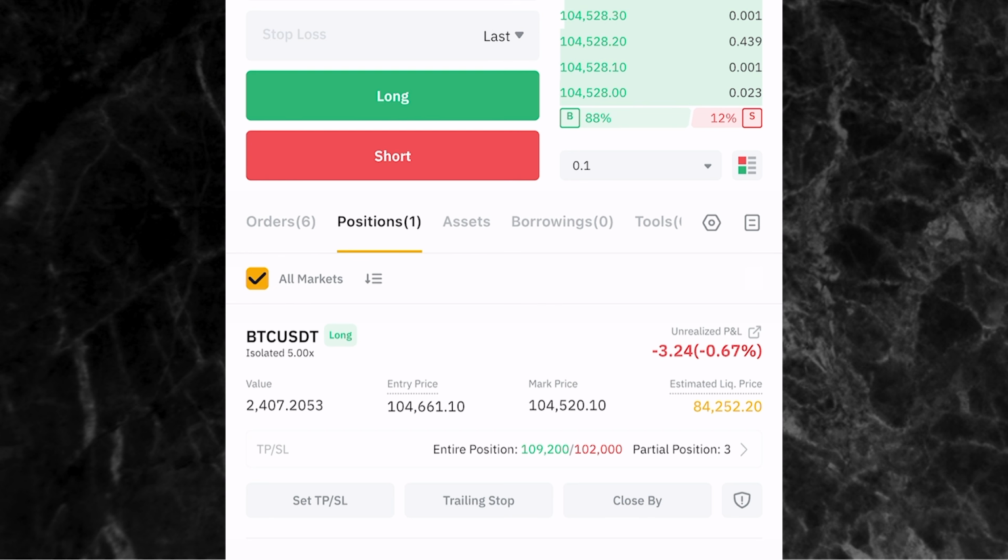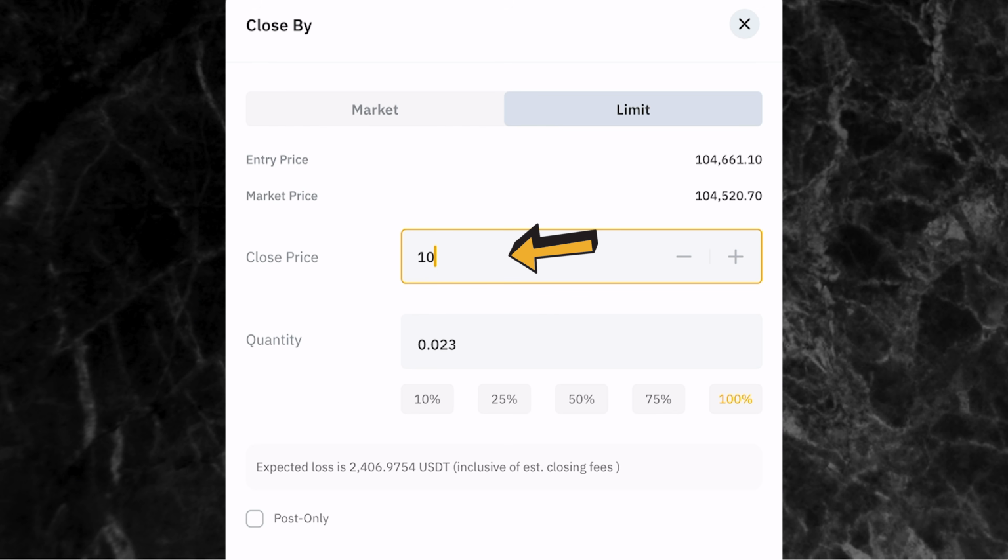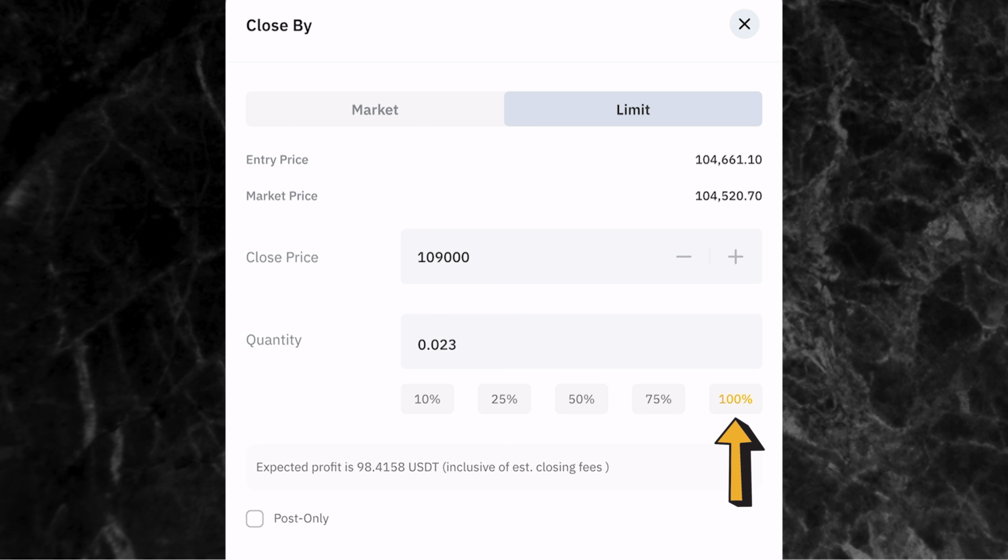And let's say, for example, you want to set the third one, come again to where you have close by, and then you click on limit right here, and then again you edit the price again. So for, let's say, for the third one, you want it to be $109,000. Just click on it, and then for the last one, you click on 100%. So you can see it is the same process as the previous one. So any method you use, it is the same thing.